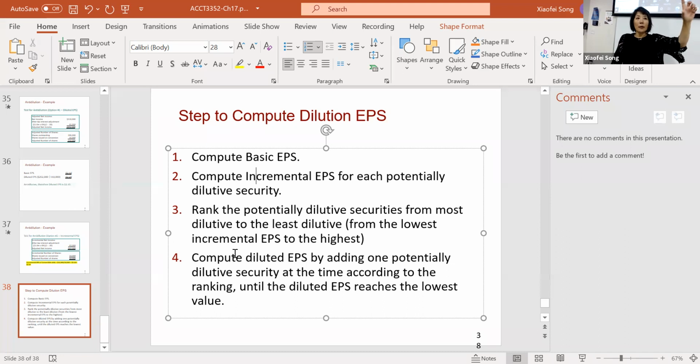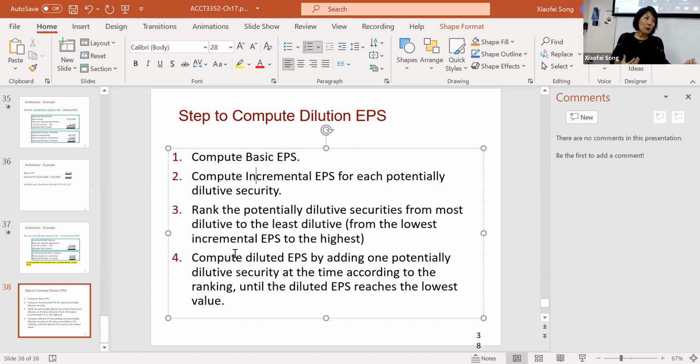For convertibles, we use the if-converted method. For options and warrants, we only focus on one type of options, that is sold call options. There are also sold put options, but we don't worry about that, just sold call options. And we use the treasury stock method. We use that in order to determine diluted earning per share.